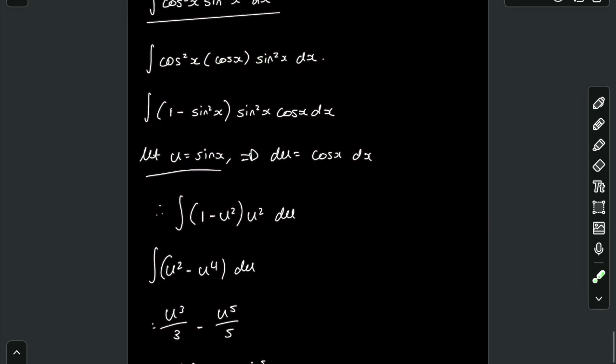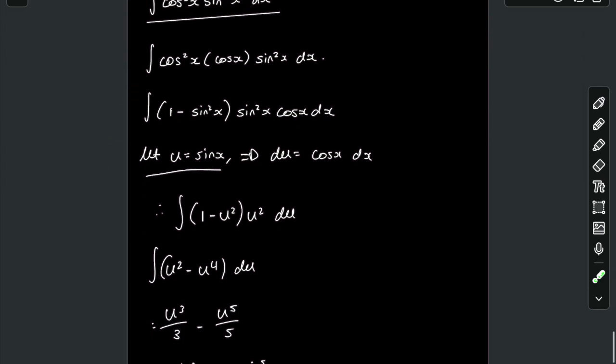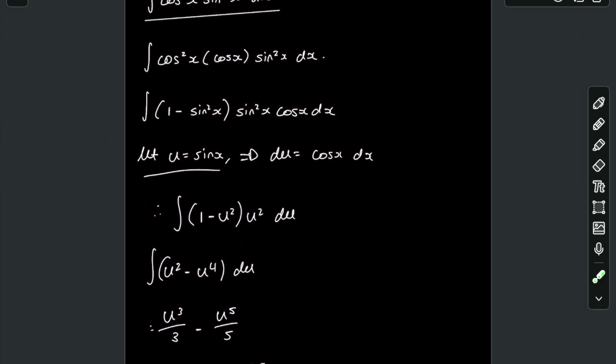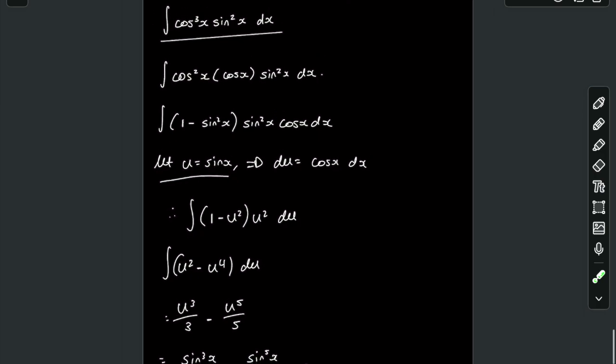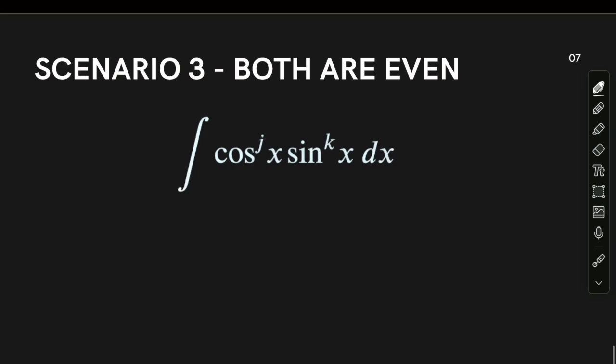So you can see it's actually fairly easy. All you have to do is remember this kind of algorithm and it becomes much more simple. But these are common pitfalls that people fall into a lot because they don't understand where to start, but now you do. Right, guys, so now what about scenario 3 where both are even?